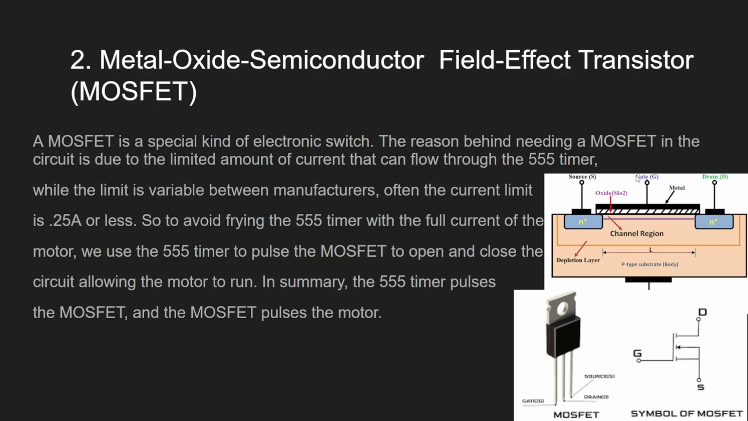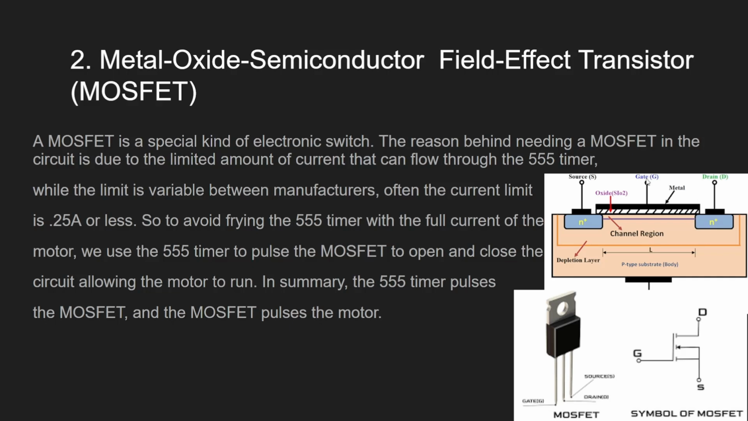But what we can do is, let me go through the name again. Metal is the top, oxide is the layer below it, and semiconductor is the P-type substrate. Field effect is talking about the electric field that forms when we put a voltage on the gate. Remember, voltage is like pressure in a water line. You can have voltage without current, just like you can have water pressure without flowing water.